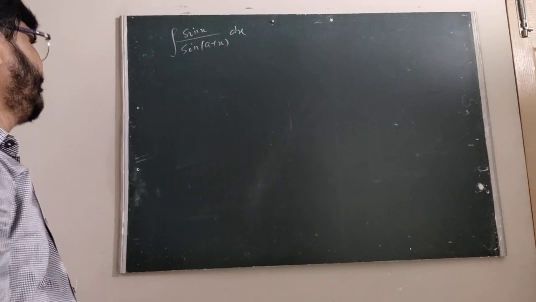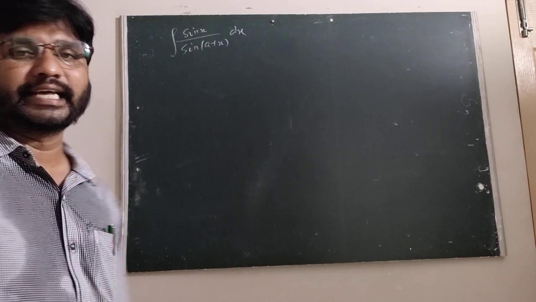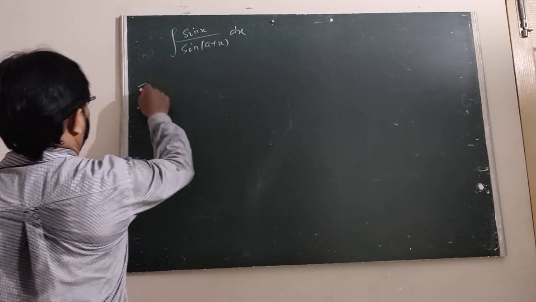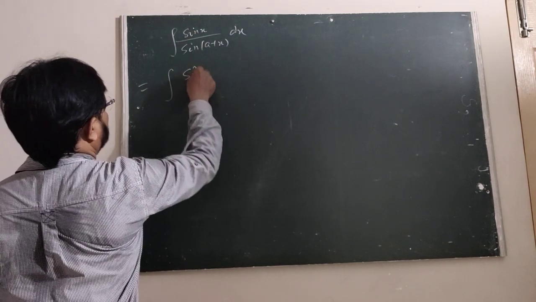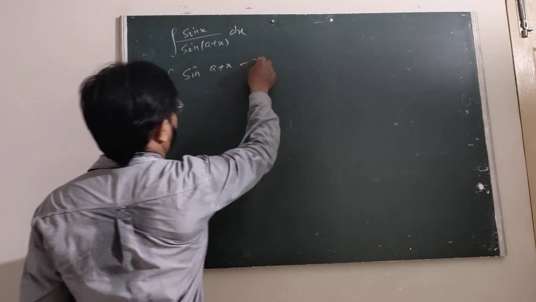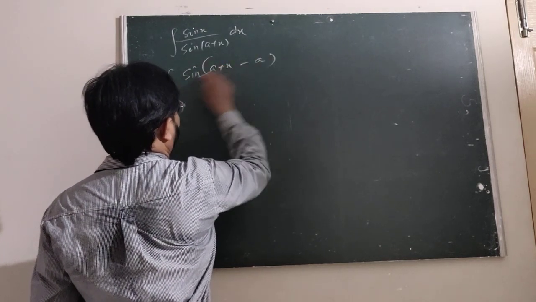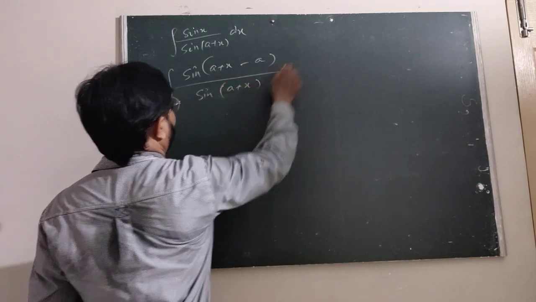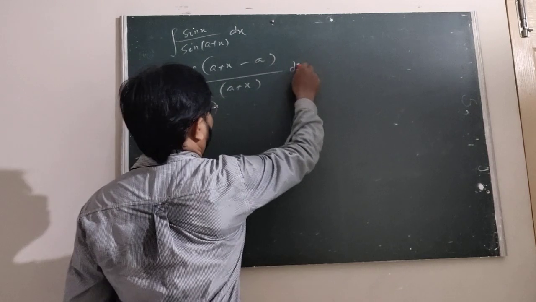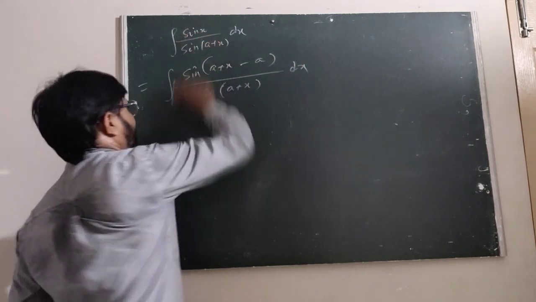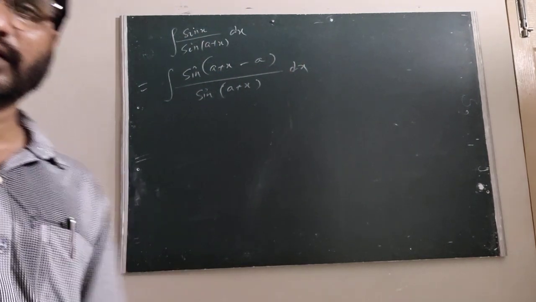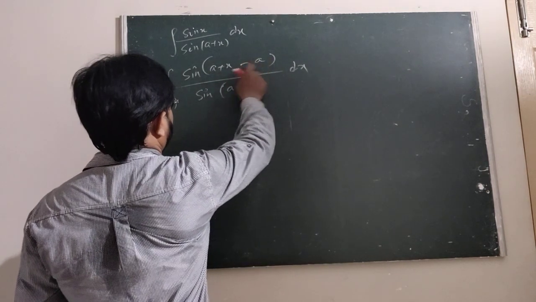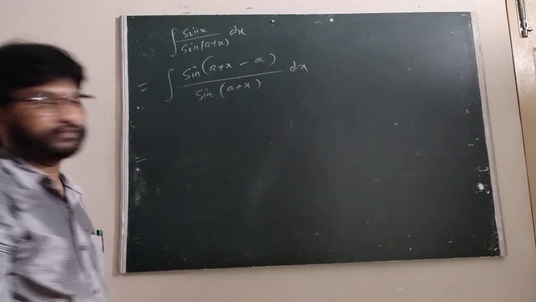Evaluate the integral of sin x upon sin of (a plus x) dx. Now we can write the first sin x as sin of (a plus x minus a) upon sin of (a plus x), whole dx. Here minus a and plus a cancel, so we are getting sin x.